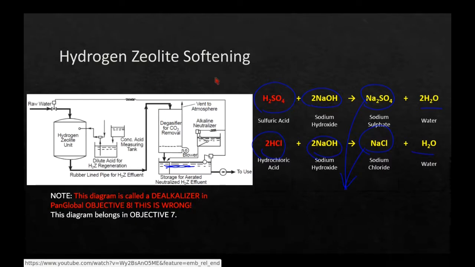So that's the simple use of a hydrogen zeolite softener. It cannot be used on its own. You have to be able to neutralize the acid that leaves it. In this case, we neutralize the acid with the degasifier for the bicarbonate or the carbonic acid, and with the sodium hydroxide drip.